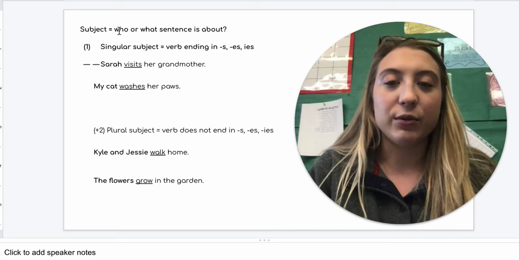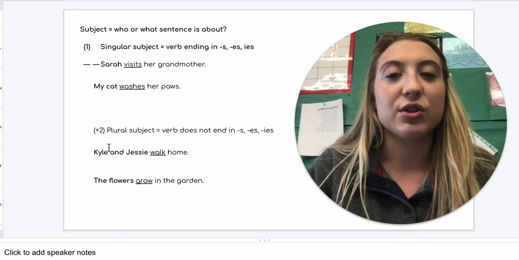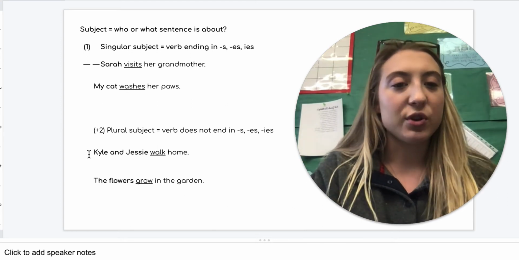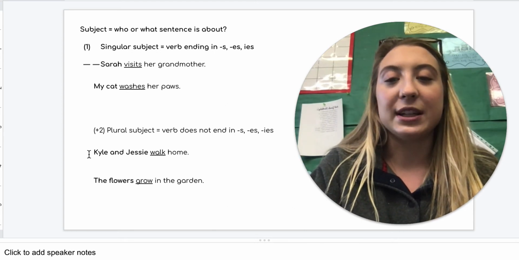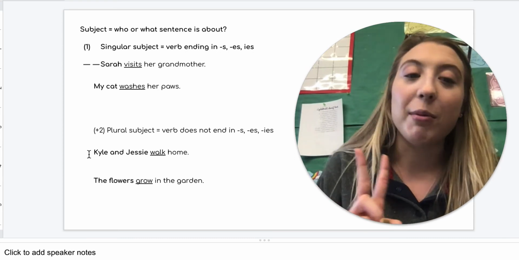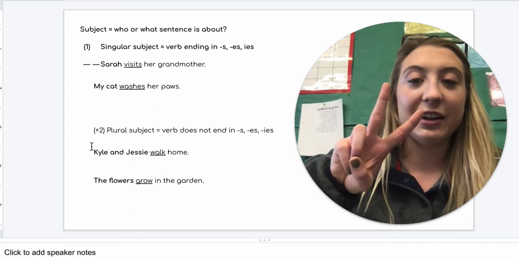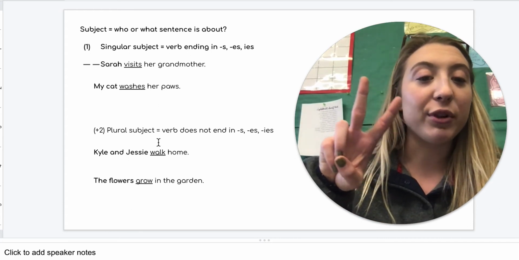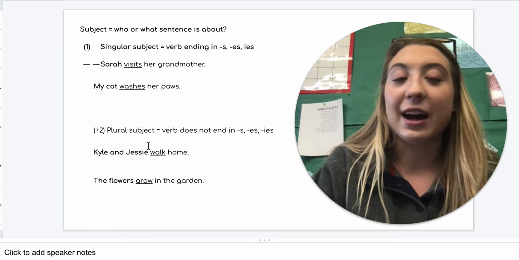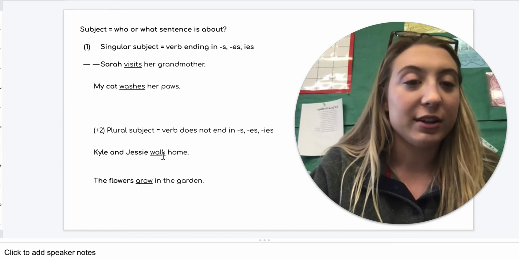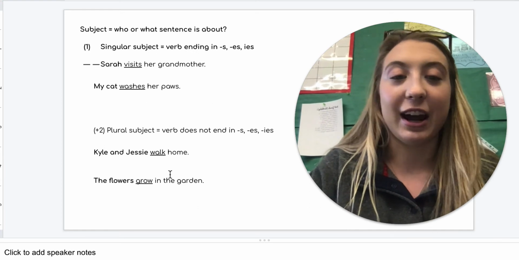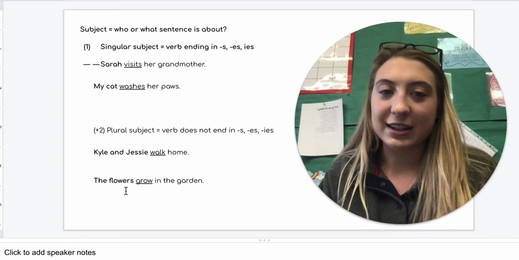So the first thing I need to do when I read my sentence is find the subject, who or what it is about. Kyle and Jesse walk home. So I'm going to ask the question, who or what is this sentence about? It's about Kyle and Jesse. Now, how many people is that? 2, right? So now I know it is plural. It's more than one, so it's plural. So remember, my verb does not have an ending. So walk. Kyle and Jesse walk home. Does not end in S, ES, or IES. So now let's go to our next example.